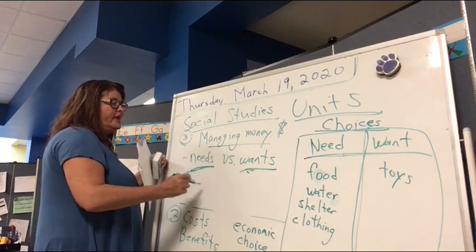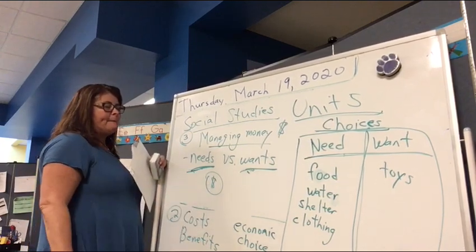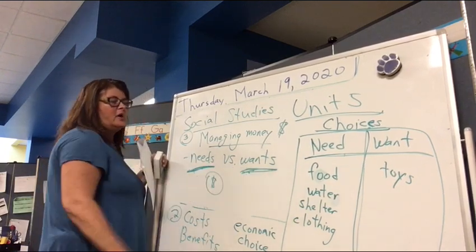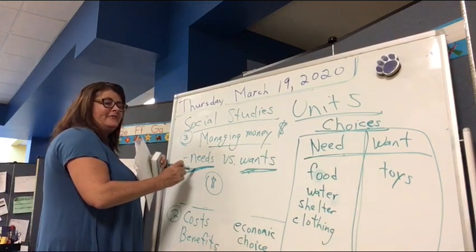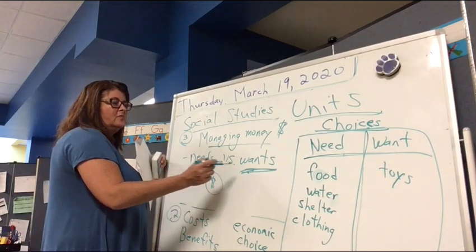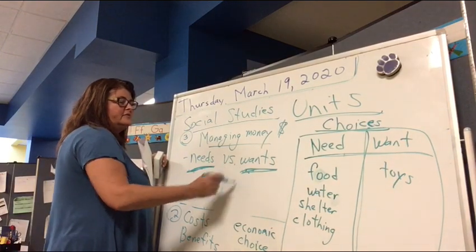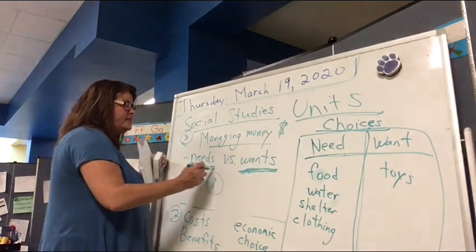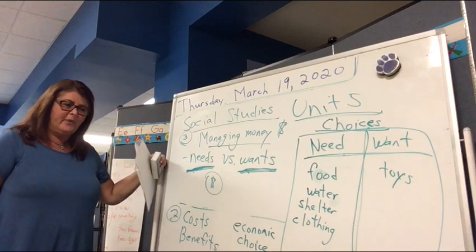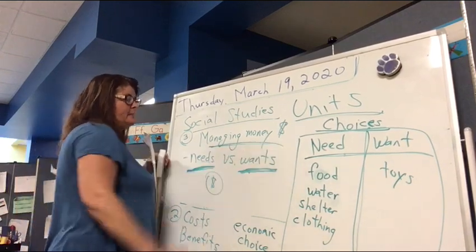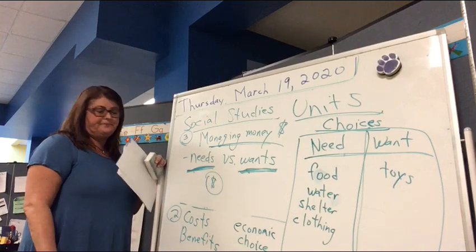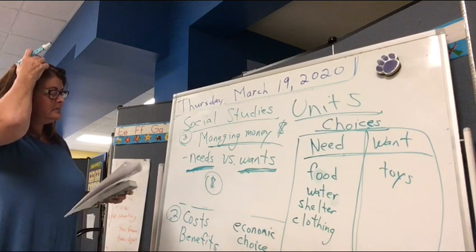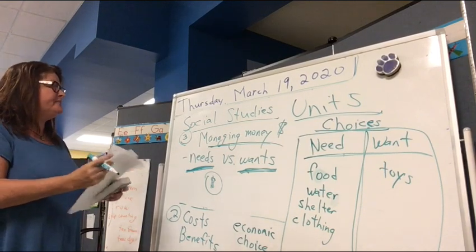Managing your money. You only have a certain amount of money. How much are you going to spend on needs? How much are you going to spend on wants? You don't have to spend it all on needs. You might save some up to buy something from the wants. So you have to think about, when you have a job, when you have an income, what are you going to do with your money? How are you going to manage your money? Needs versus wants. So that is part 1 of needs, wants, and choices.